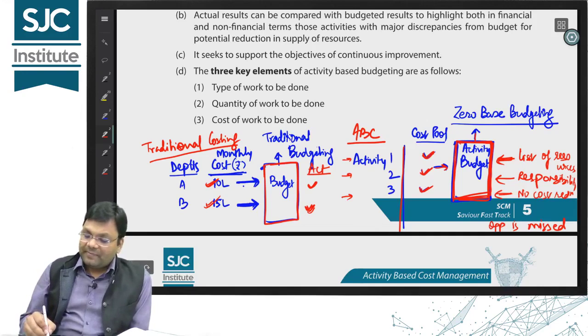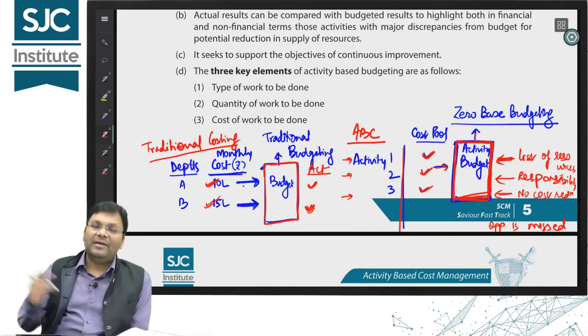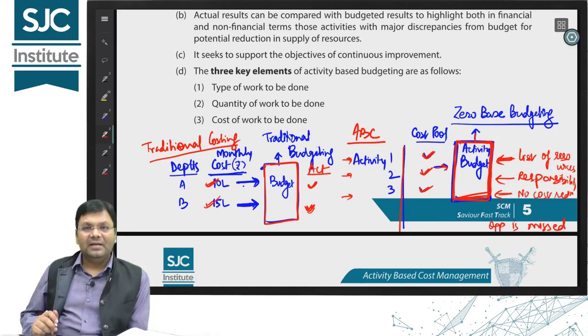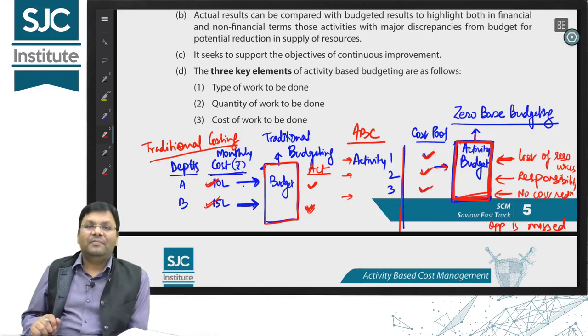So you cannot stop any activity. So if you cannot stop any activity, you need to have continuous supply of resources for those activities. There should never be any absenteeism there. There should not be any shortage of supply of materials over there.